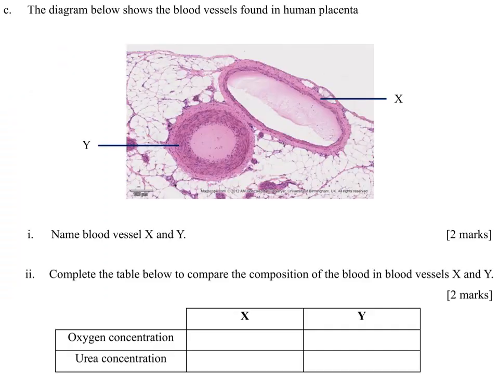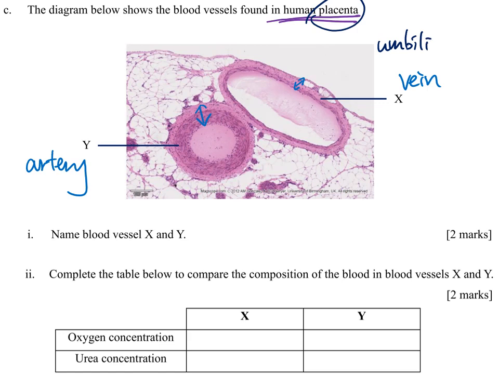Right now, let's do a question to check your understanding. On the diagram below, it shows the blood vessels found in human placenta. So what is X and Y? First of all, identify arteries and veins. For X, it should be a vein. For Y, it should be an artery based on the wall thickness. For the vein, thin wall. Artery, thick wall. And then because they are found in the placenta, so X, it should be the umbilical vein. While for Y, it should be the umbilical artery.